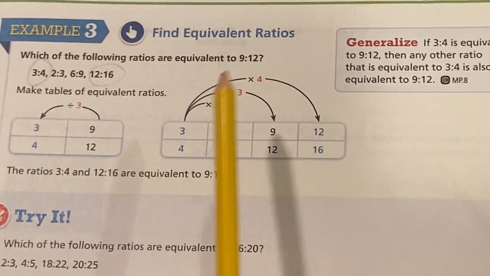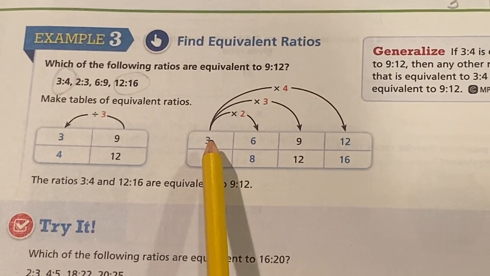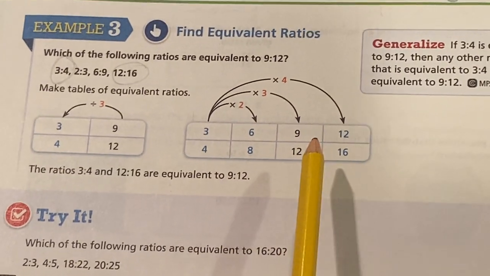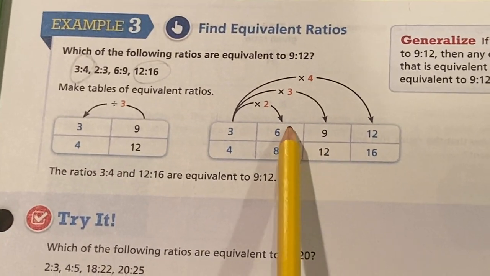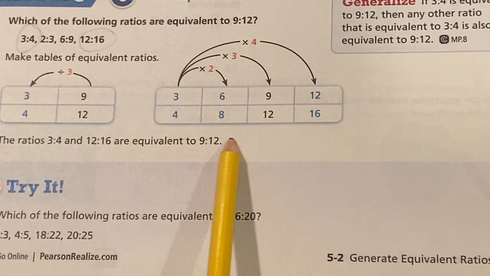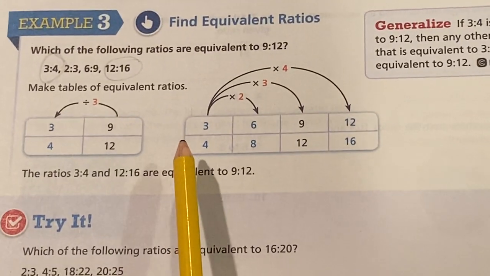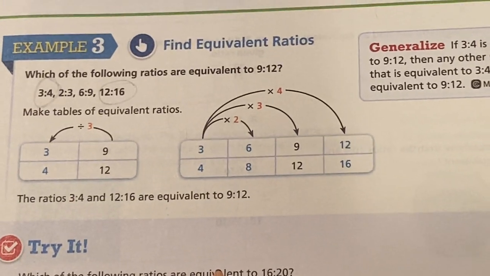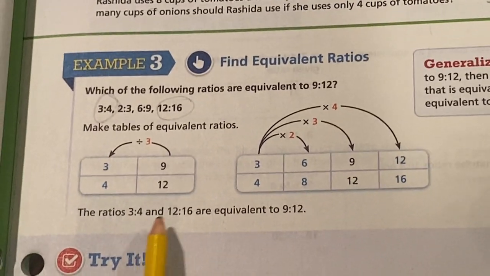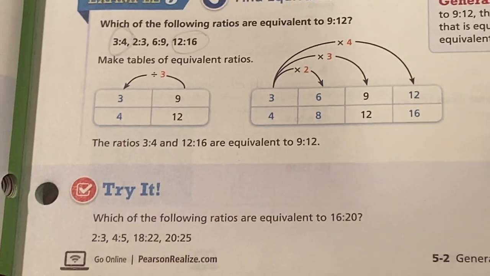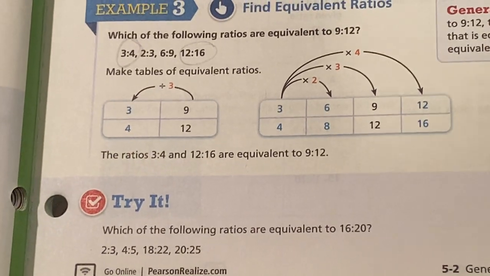If you multiply 3/4, we already proved that one. And then this one is 6 to 8, not 6 to 9. So 6 to 9 will not work. Okay? So 3 to 4, 12 to 16, and 9 to 12 are all equivalent ratios.